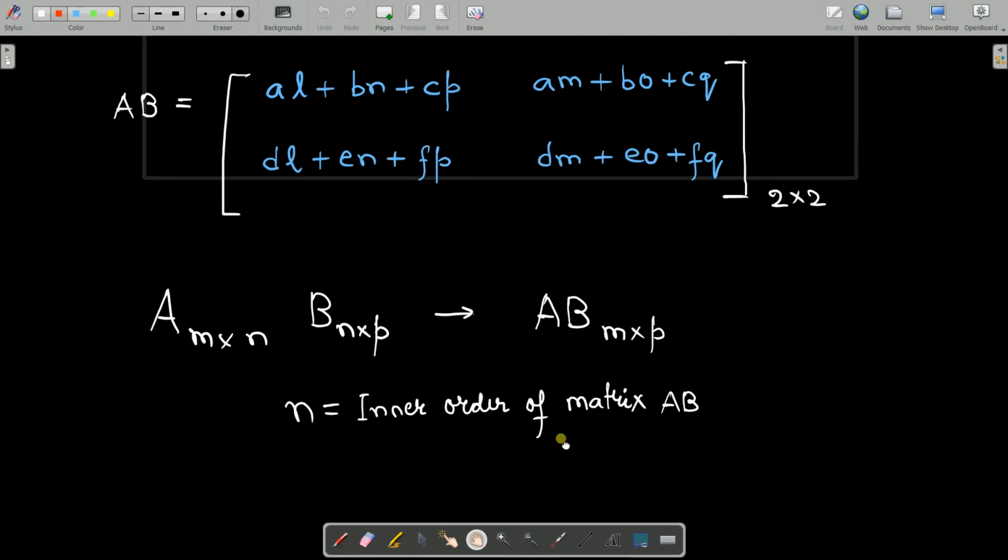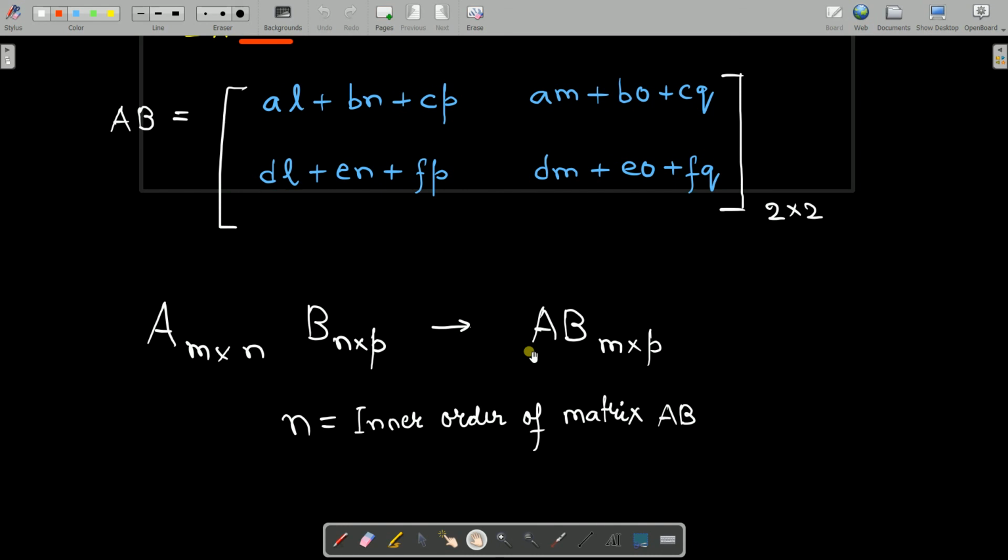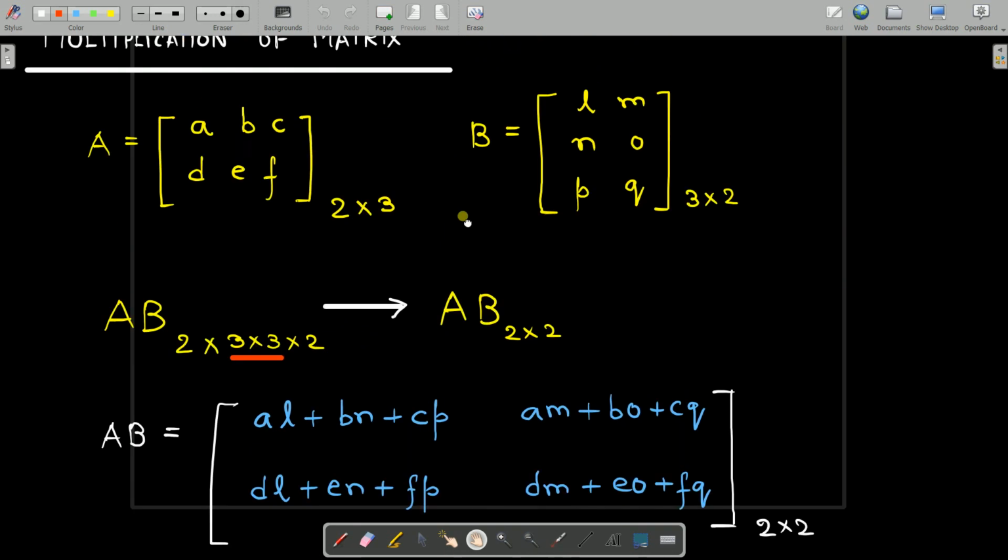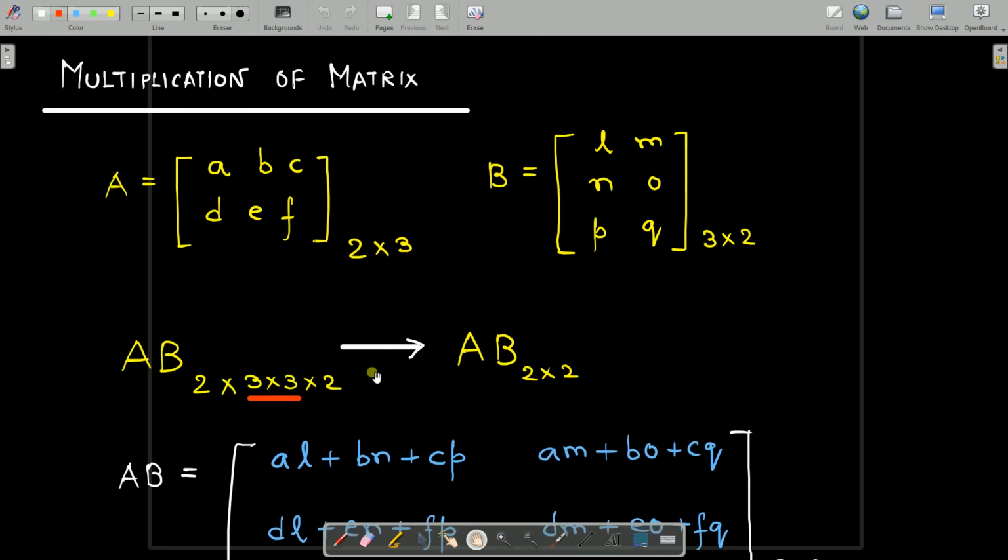So if in an objective question they ask you to tell the inner order of this matrix, you will say that it is the portion which is omitted or deleted. So here in this example, what is the inner order of the matrix AB? You will say that it is 3. Understood? The inner order of the matrix AB in this case will be 3.